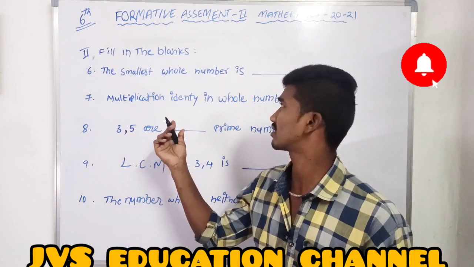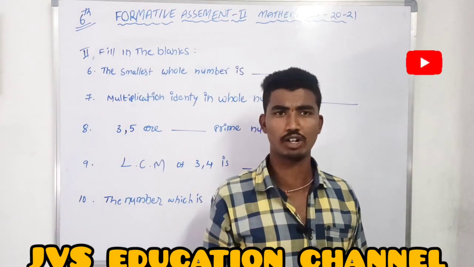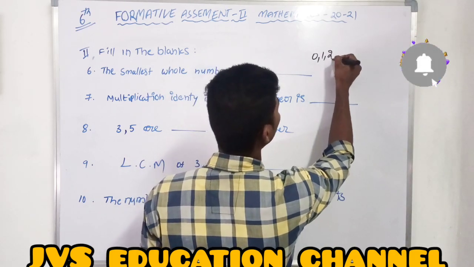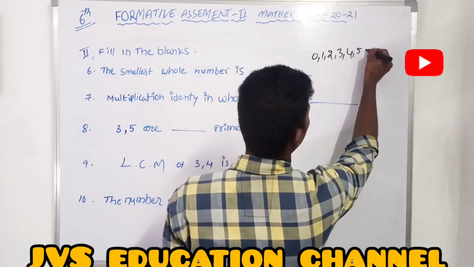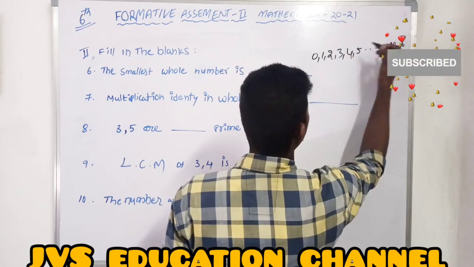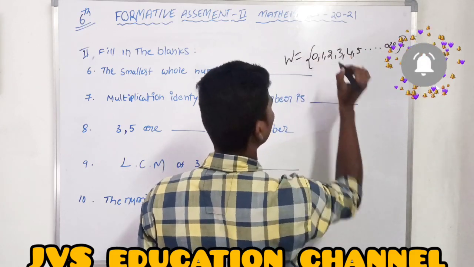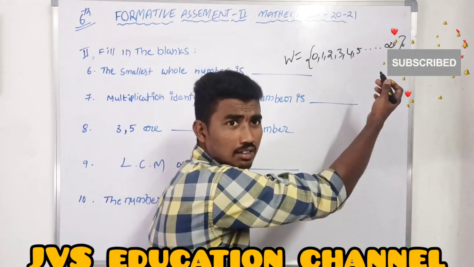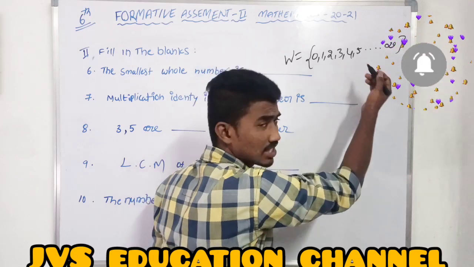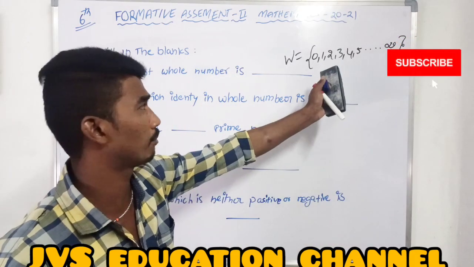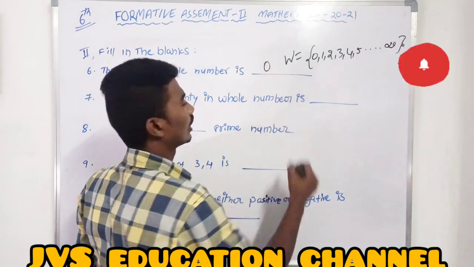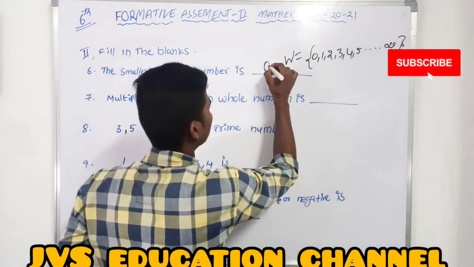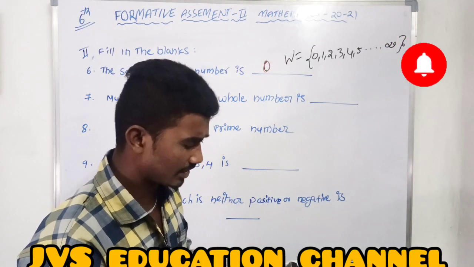First of all, we have to know what the whole numbers are. Whole numbers start from 0, and next 1, 2, 3, 4, 5 and so on to infinity. These are the set of whole numbers. In these whole numbers, what is the smallest number? The smallest number in whole numbers is 0. The answer is 0.